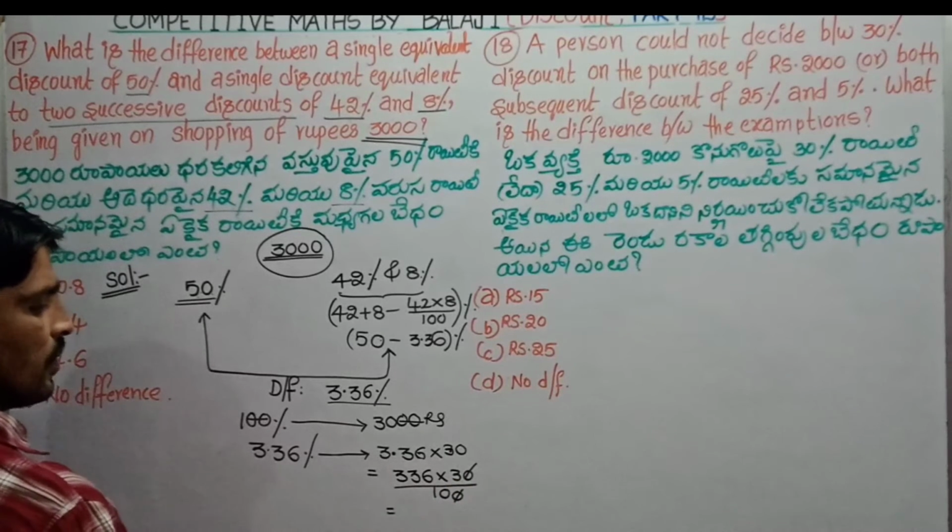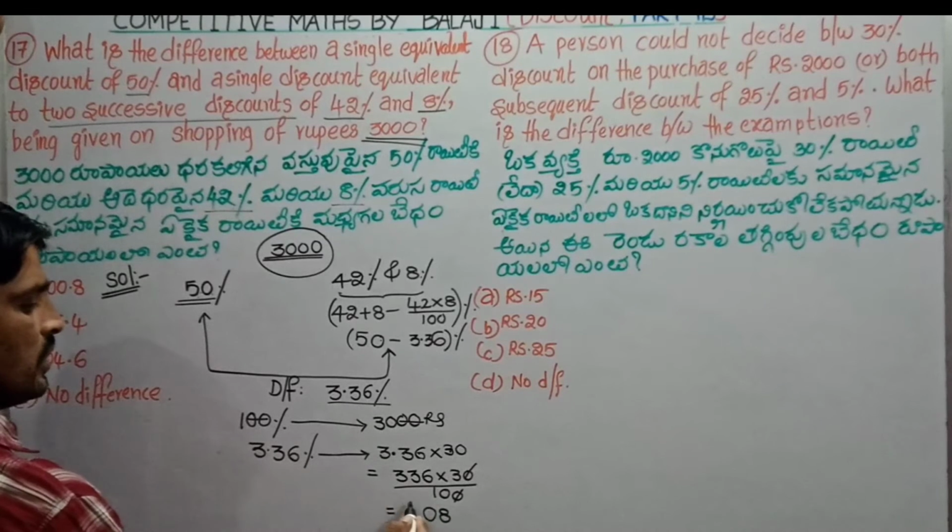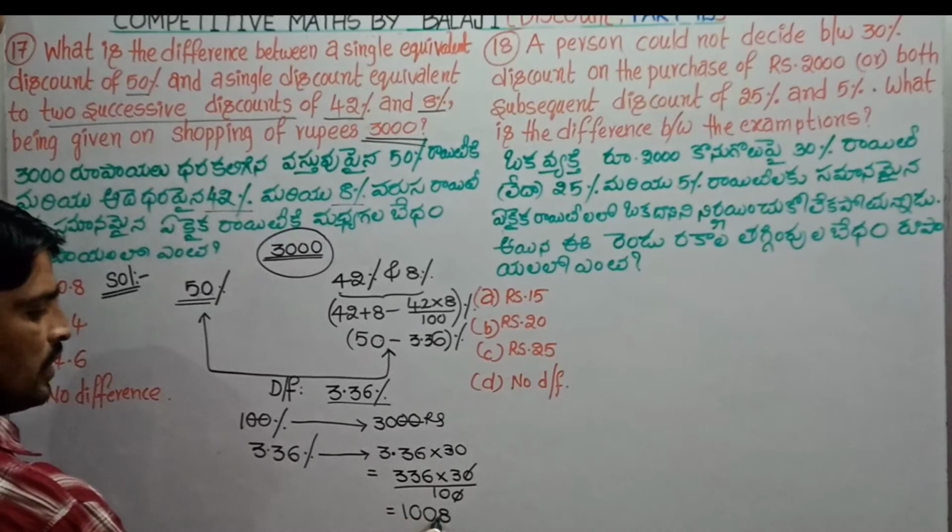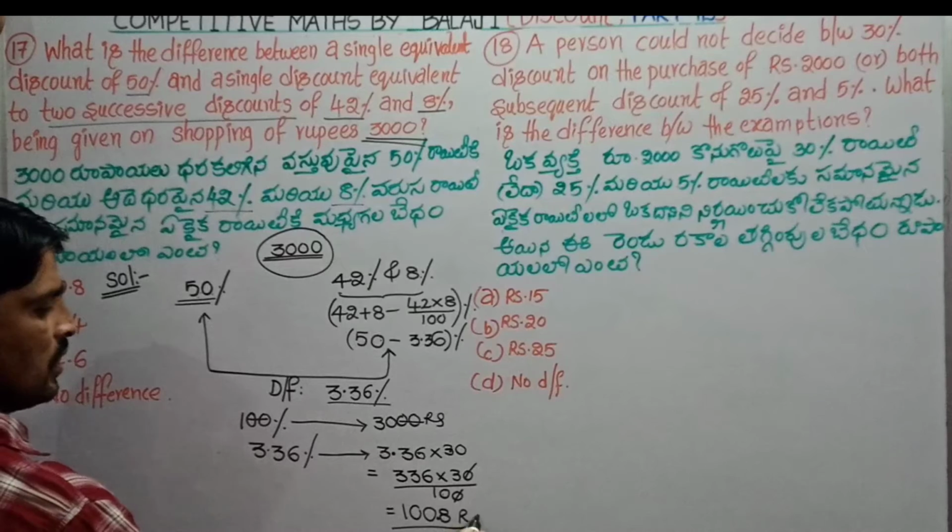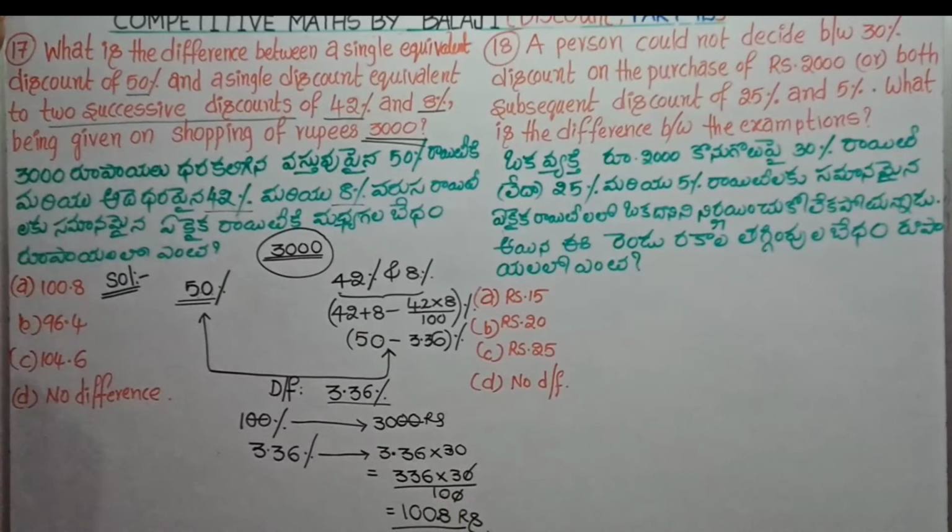0 gets cut. 3 6s are 18. 3 3s are 9 plus 1, 10. 3 3s are 9 plus 1, 10 over 10. That is 100.8 rupees is the difference. So answer is A. Okay.